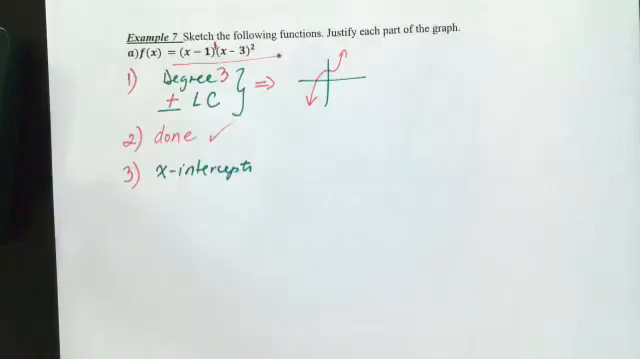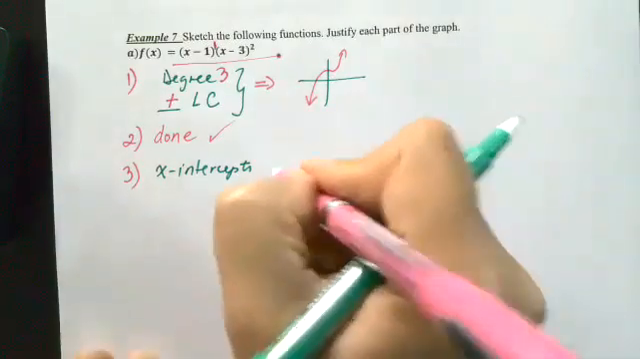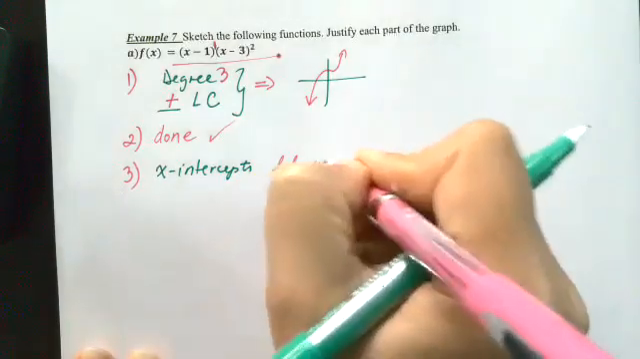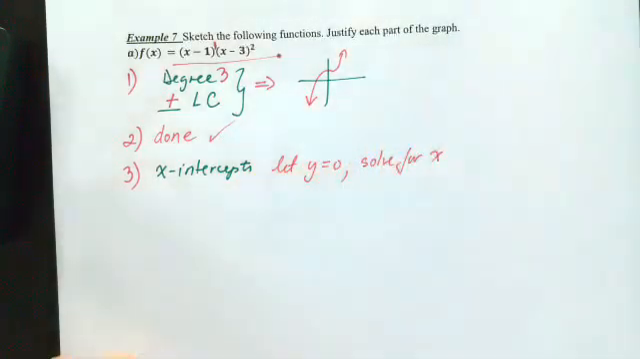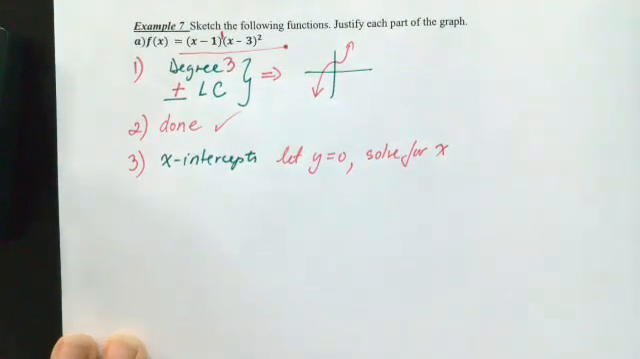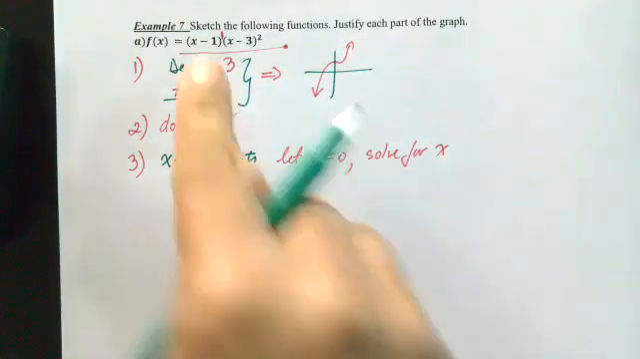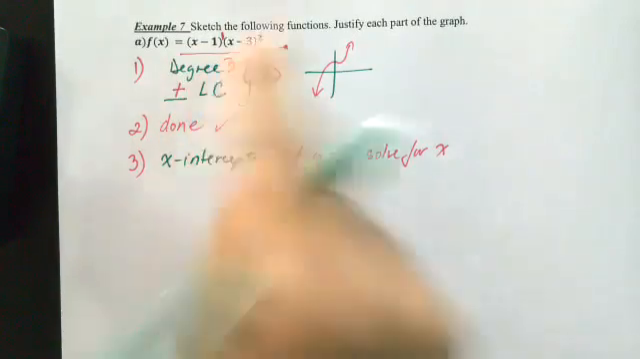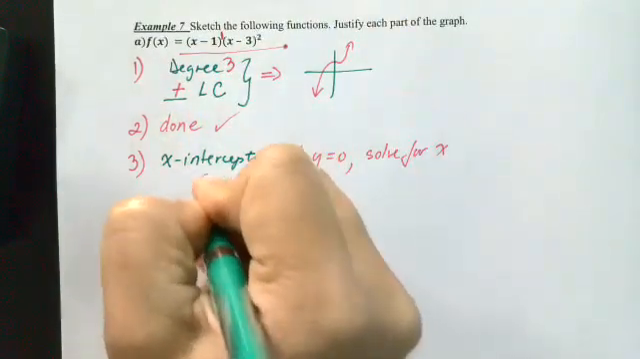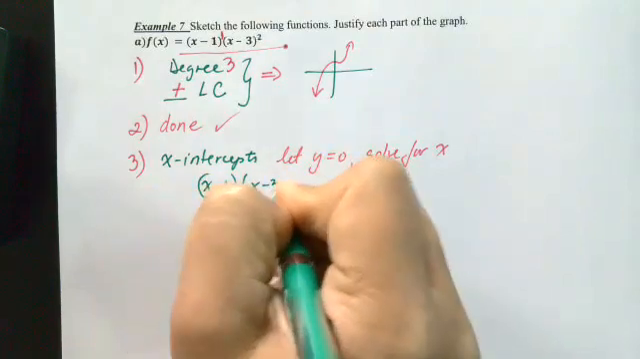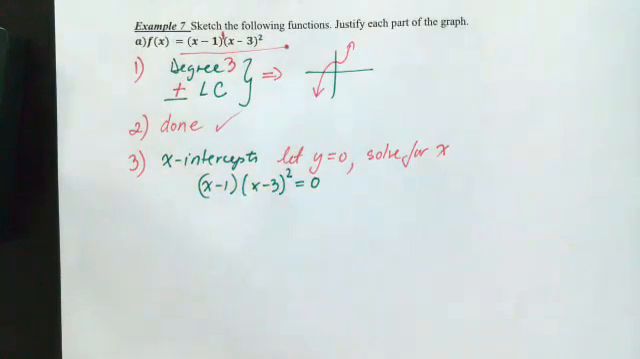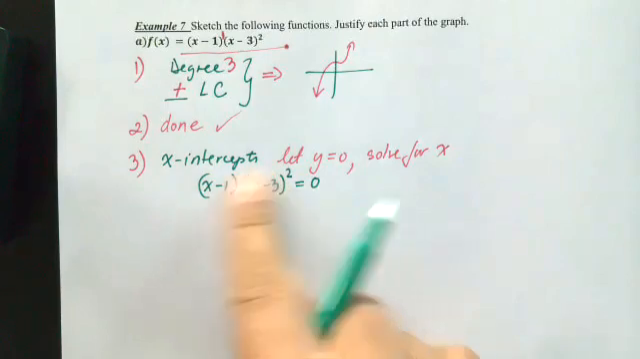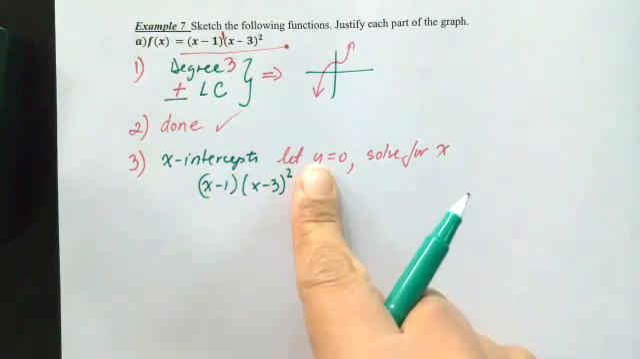To get the x-intercept of the function, we have to let y equal 0 and solve for x. For our function, all you have to do is rewrite it as x minus 1 times x minus 3 squared equal to 0, and then split and solve, the same way we've done in lesson 2. This is an equation type that we've learned in lesson 2.